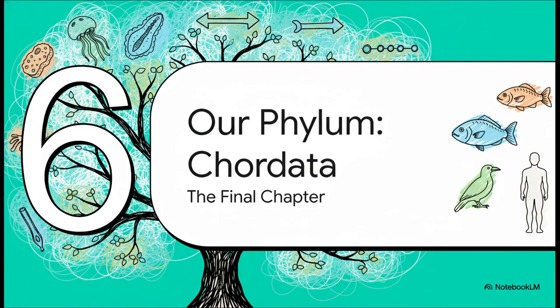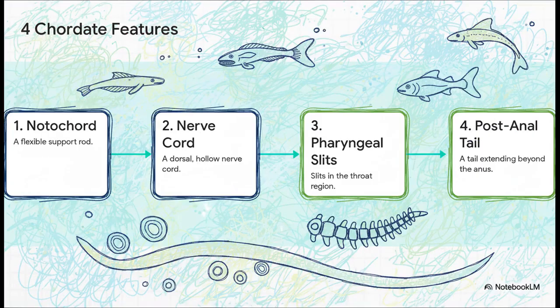This incredible journey has all been leading somewhere, and it now brings us to the final, and for us, the most familiar phylum of them all. This is our group. Welcome to phylum Chordata. Every single animal in this group, and yep, that includes us, shares these four key features at some point in their life. There's a flexible support rod called a notochord, a hollow nerve cord running along our back, slits in our throat, and a tail that goes past the anus. This is our fundamental blueprint.